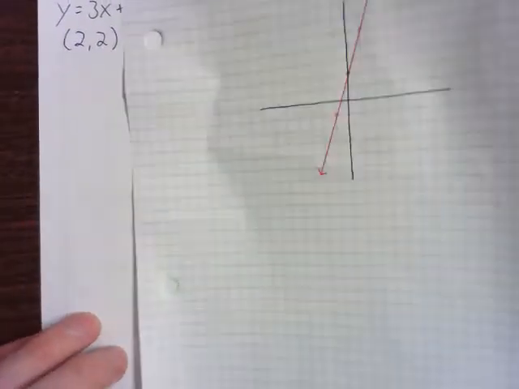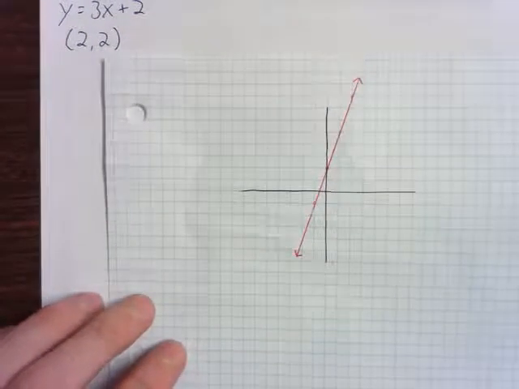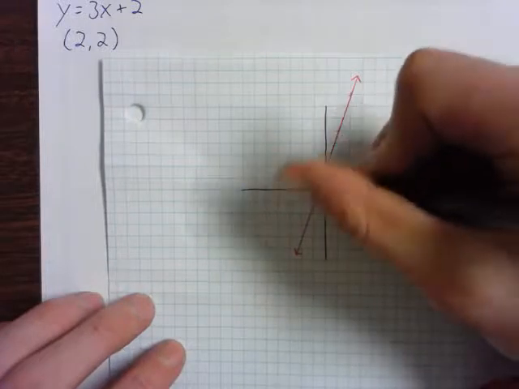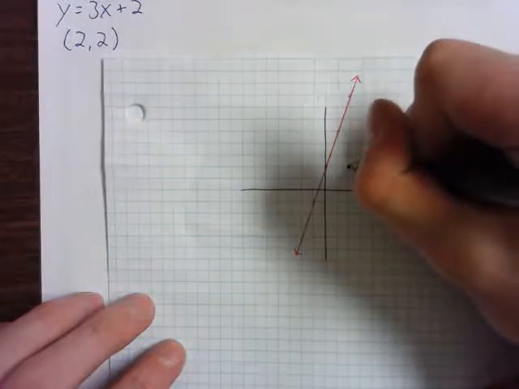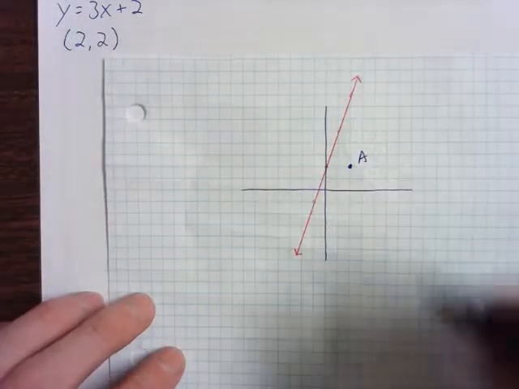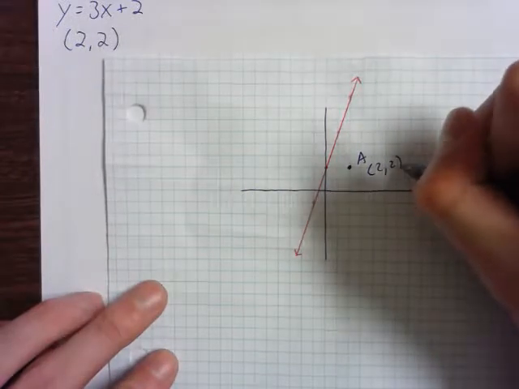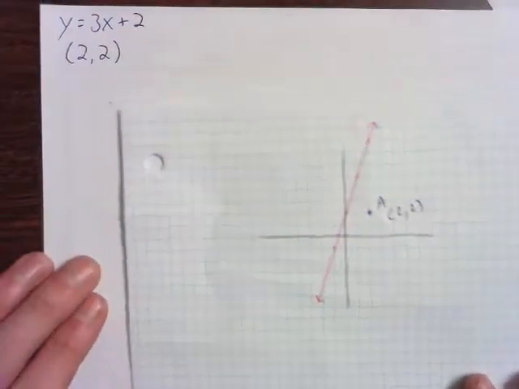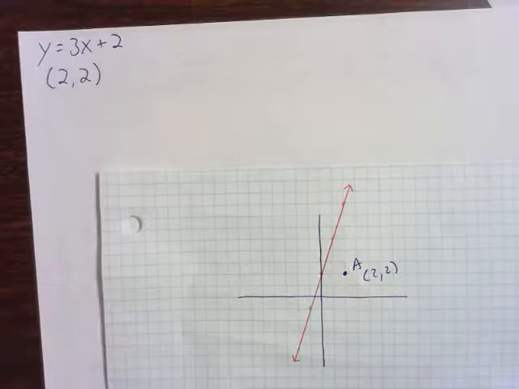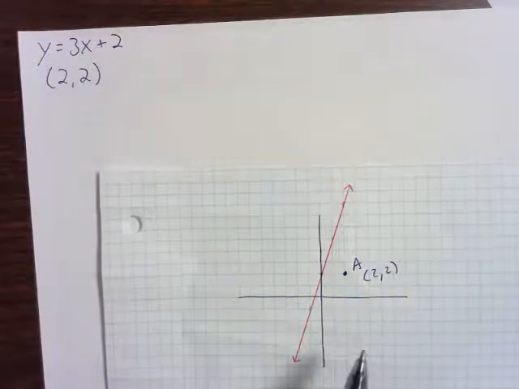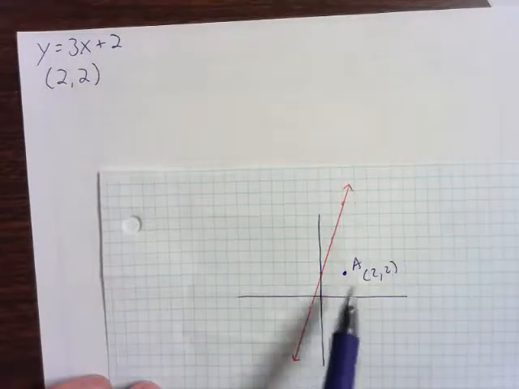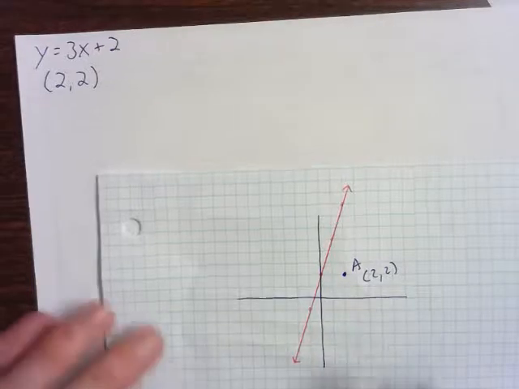Okay, so let's do another example here real quick. I have y equals 3x plus 2 as my line, and 2, 2 is my point. So I'm going to go ahead and graph my point, which is there. Label that A. That's 2, 2. Once again, my first step is I need to find a perpendicular line to my line of reflection that goes through my point.